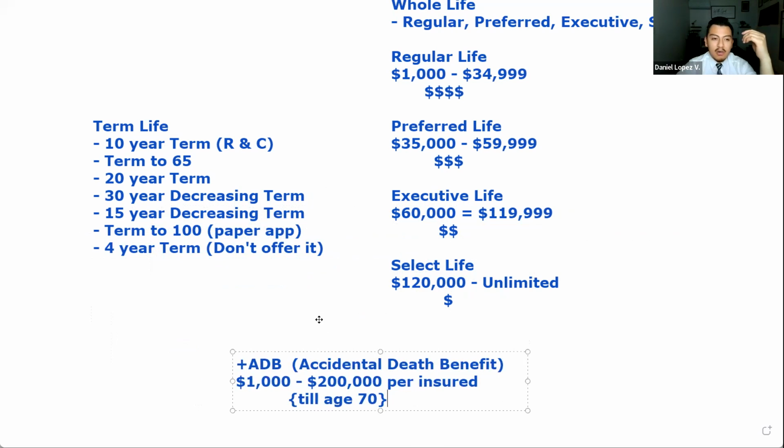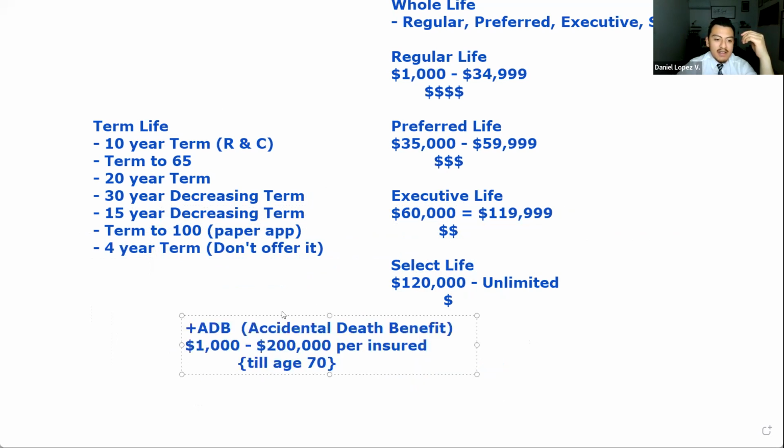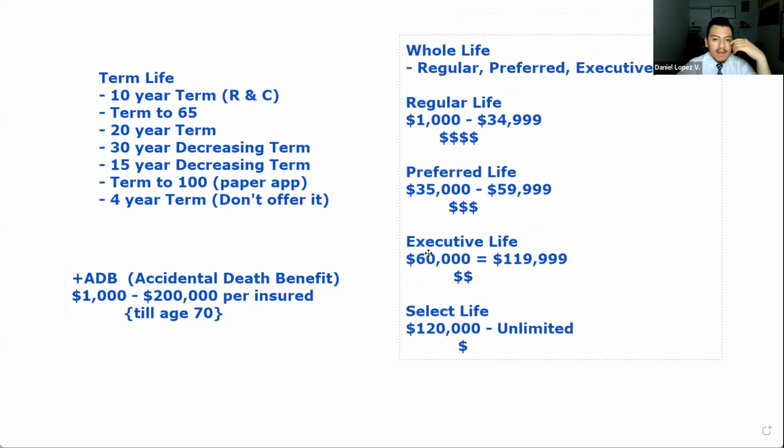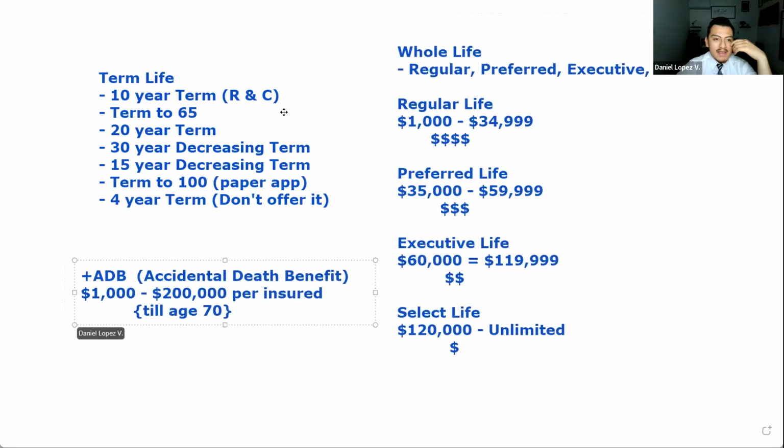Okay, so this is the only add-on that you can add to a term life or to a whole life. We're on the same page? Yep. Okay, now all of this, whatever you sell that is a term life and whatever you sell that is a whole life, all of this equals AOP.